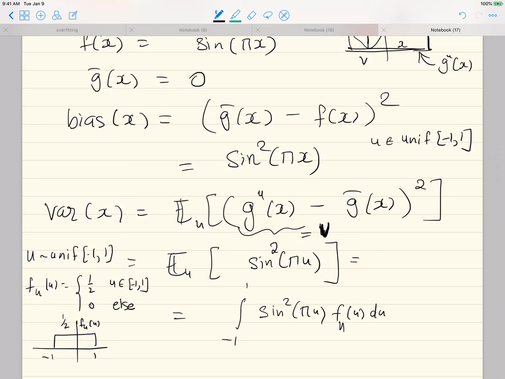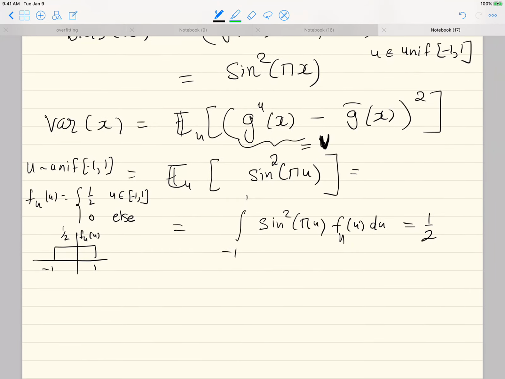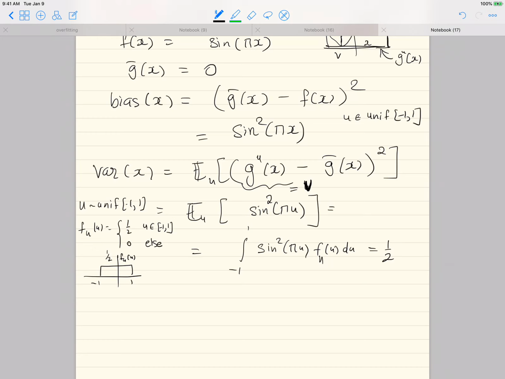Any idea what this integral is now? It's actually 1/2 if you do it. I'll let you finish it. I believe it is true. Just some simple number, if it is not 1/2. Okay, so we have computed the variance.